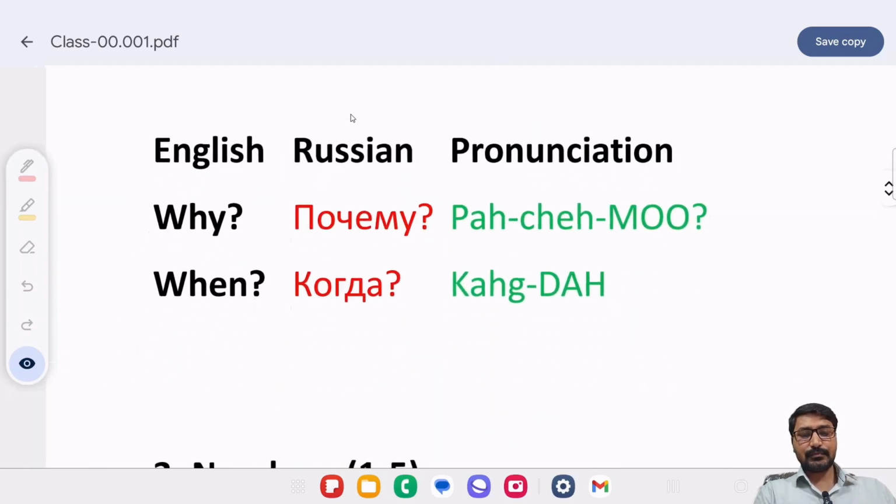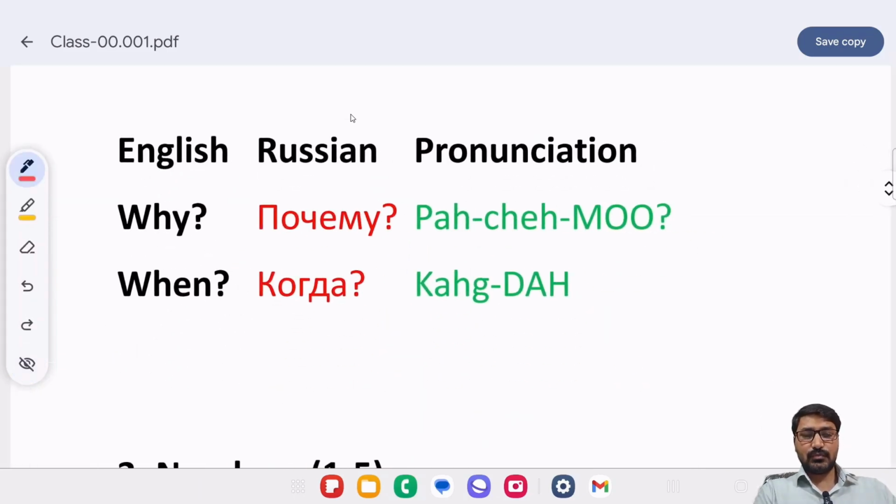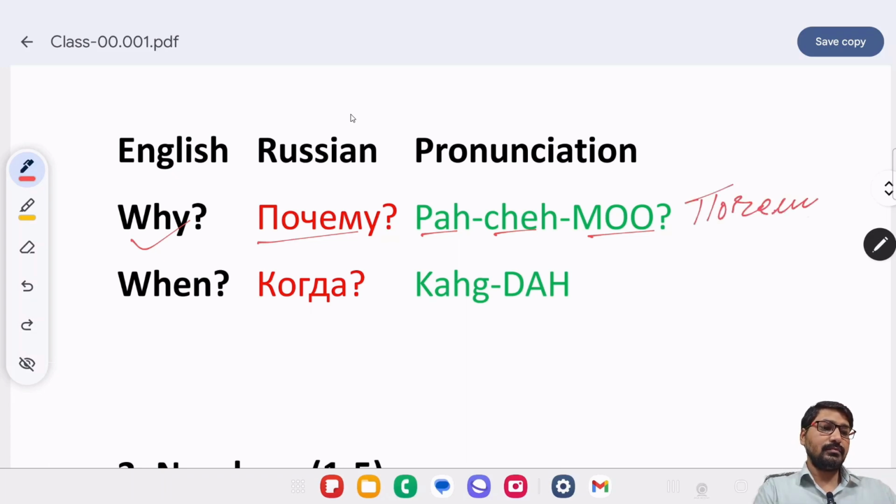Another is why. What do we say in Russian? Почему. And how are we writing it? Почему. So why, kyon. Another is when, kab. That is in Russian когда. So когда is when. How are we writing it? Когда. Like that.